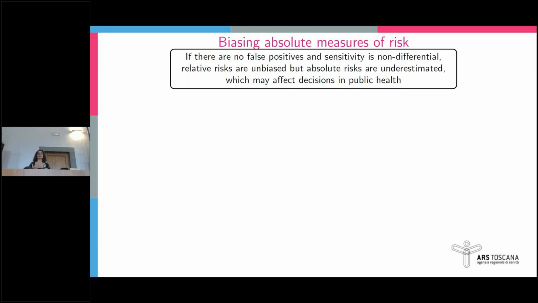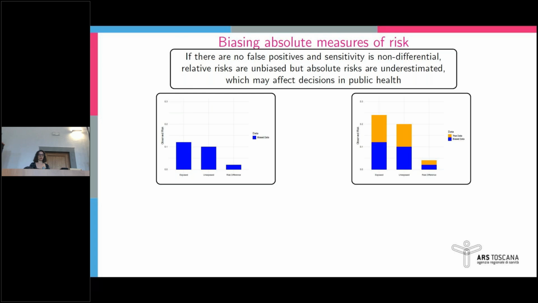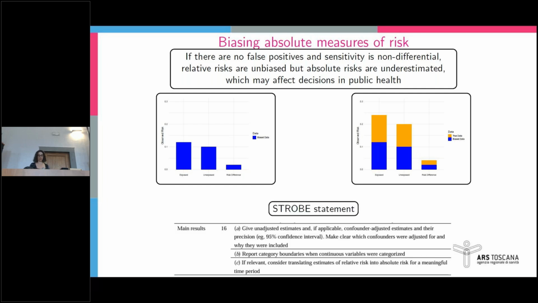disease, which may cause real problems when we need to compare, like doing risk differences, for example, when making public health decisions. So this is the case when there is a differential misclassification and there are no false positives. The relative risk is always the same, 1.2, but the risk difference is double, actually, in reality, if we really adjust. And we have one of the STROBE statements that makes it clear that absolute risks should be reported whenever important for public health reasons. So two reasons why this is important.